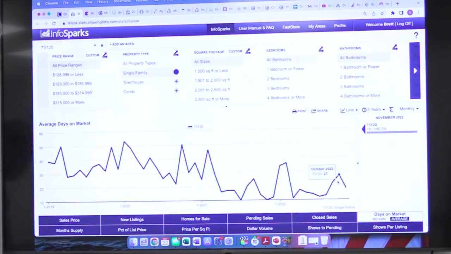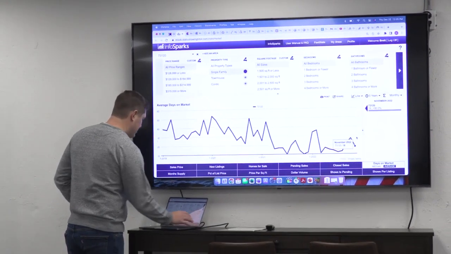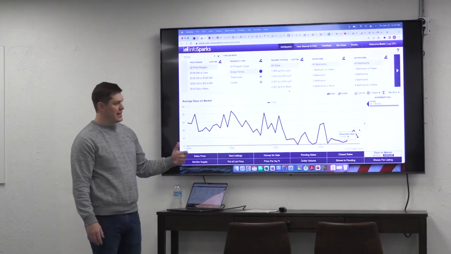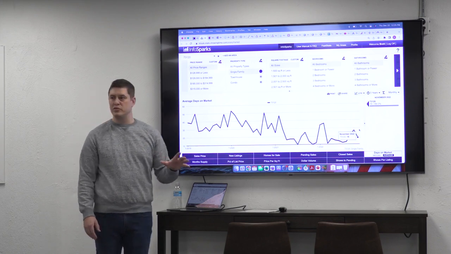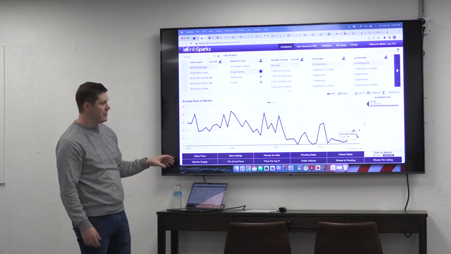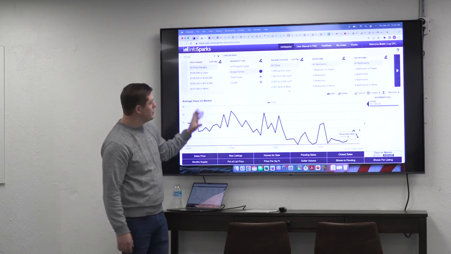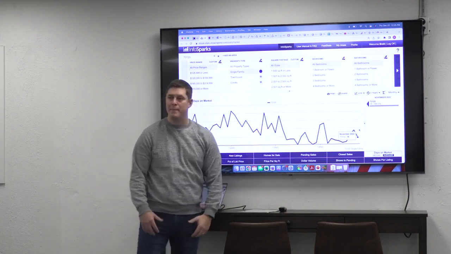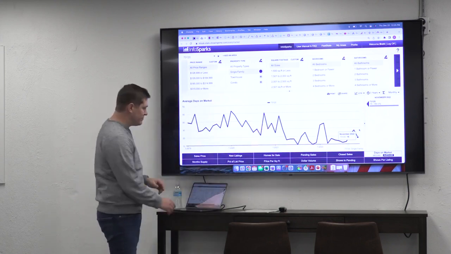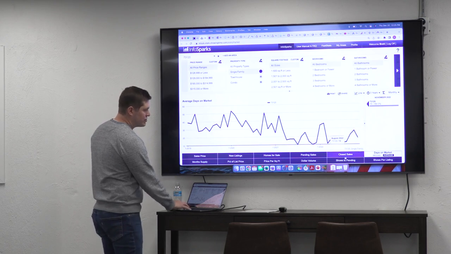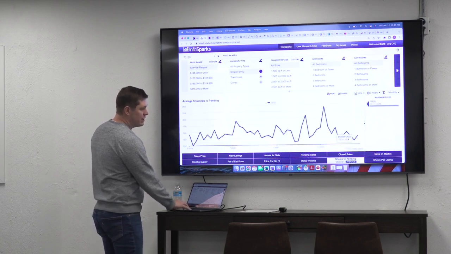Okay, so you can see average days on market has been, we'll just use the last 3 months, 22, 27, 18. So over the last 3 months, it's been averaging about 22 days on market. So if this criteria, if I price it accordingly based on what I'm seeing here, I should expect about 22 days on market. So now I go to shows to pending on average as well.